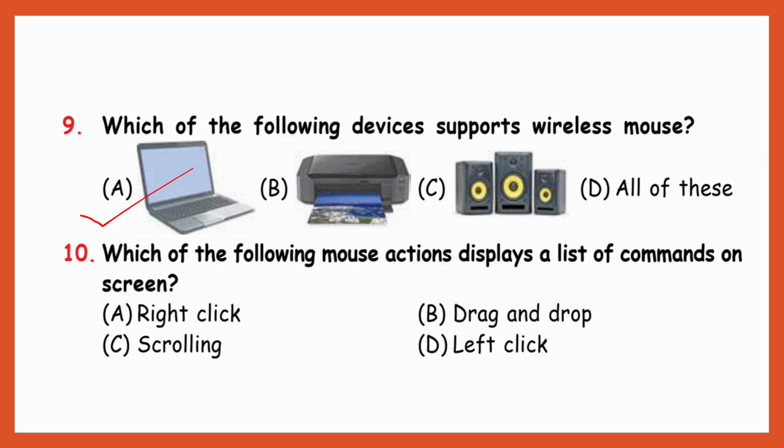Next one, which of the following mouse actions displays a list of commands on screen? Option A, right click. Option B, drag and drop. Option C, scrolling. Option D, left click. Which is the correct answer? Option A, right click. When we right click on an object, a short menu is displayed about the tasks that can be performed.